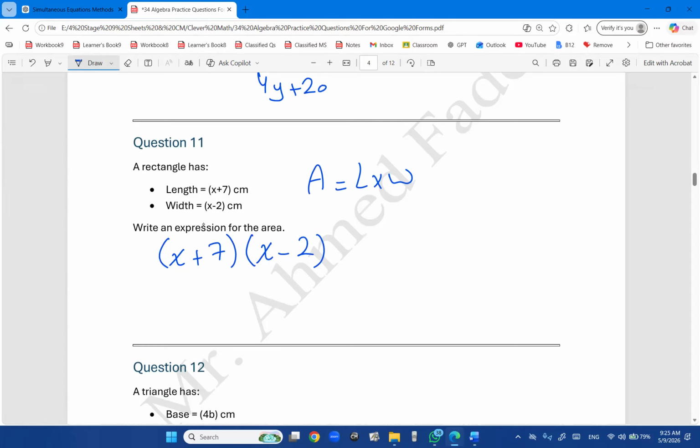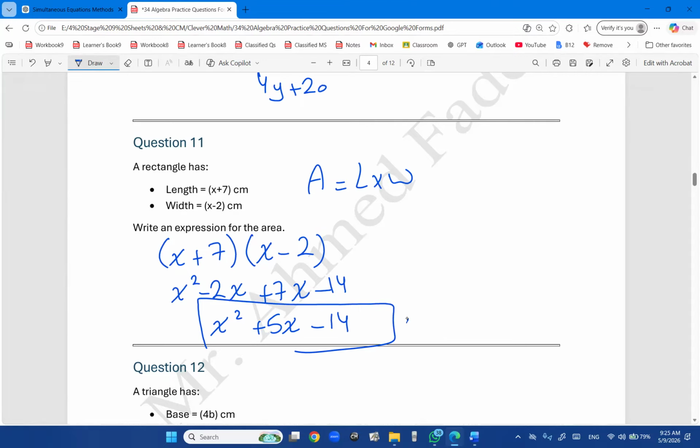But now I need to expand the brackets. So it is x squared, first by first, then first by second, negative 2x. Second by first, positive 7x. Second by second, negative 14. So x squared plus 5x minus 14 is the expression for the area.